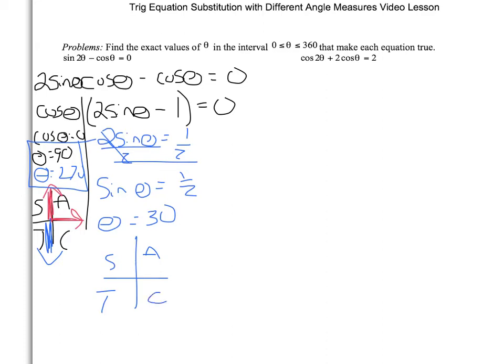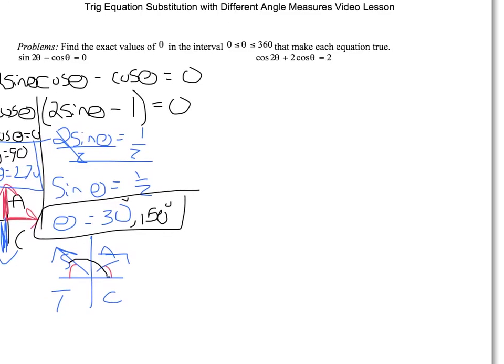We graph 30. 30 is in quadrant 1. Sine is positive there. Sine is also positive in quadrant 2. My red angles are reference angles. They're the same at 30. I want the black angle, which is 180 minus 30, which is 150 degrees. So 30 and 150 are my two there. And I'm done with that problem. Okay, that was not too bad. But let's take a look at the next one.